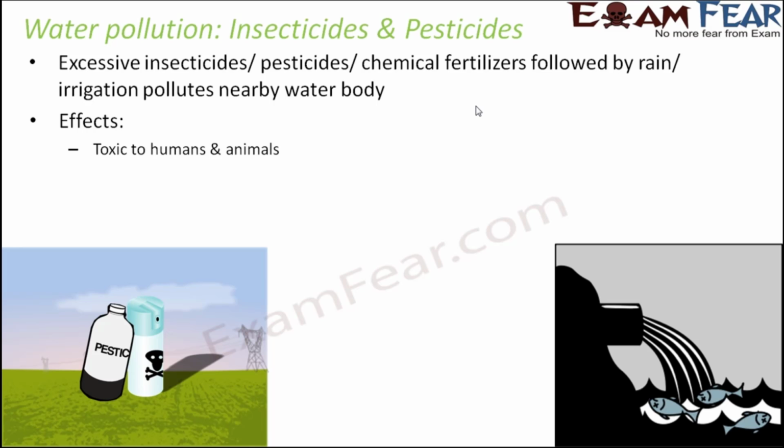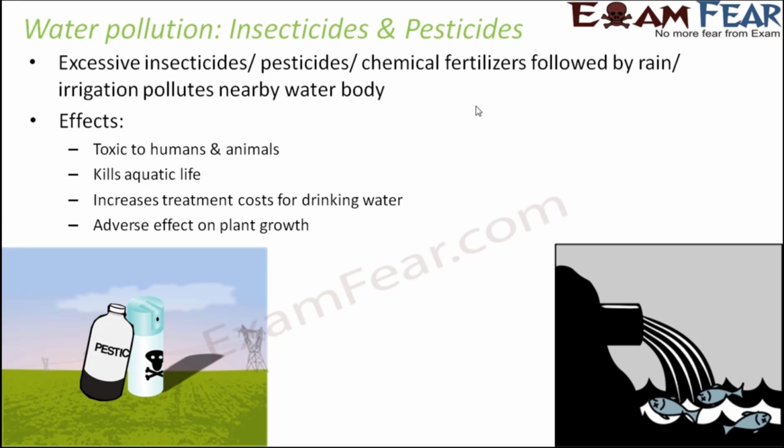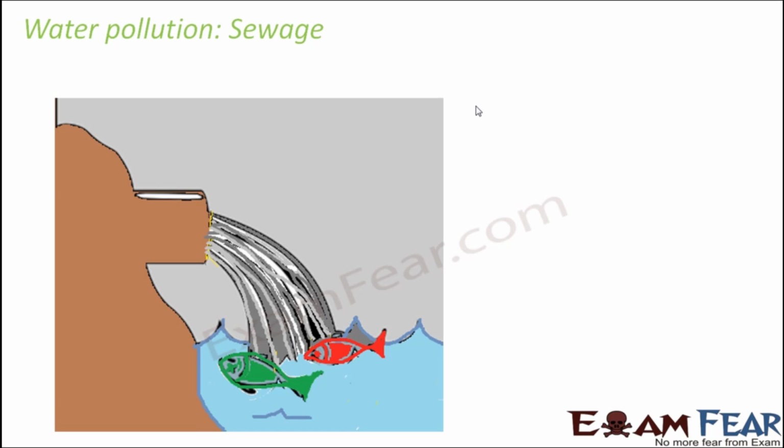Firstly, so many toxic chemicals will be harmful for humans and animals who are dependent on the water of that water body. Secondly, it will directly kill the aquatic life. Thirdly, again, if you want to use the water of that water body for drinking purposes, the treatment cost would increase. So the purification cost would definitely increase. It also adversely affects plant growth, because too many chemicals will definitely not promote plant growth. It will have an adverse impact.